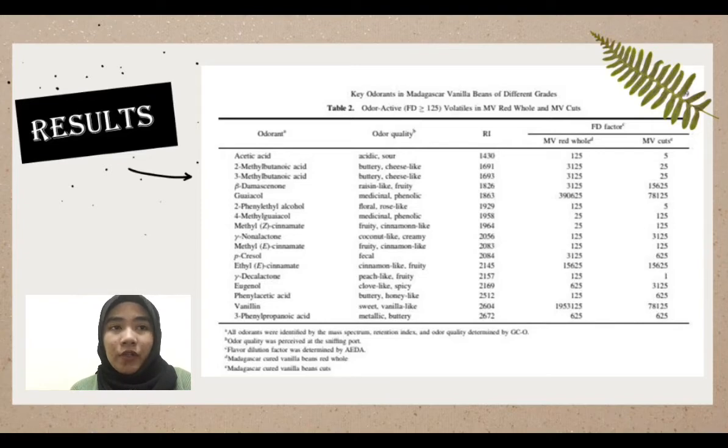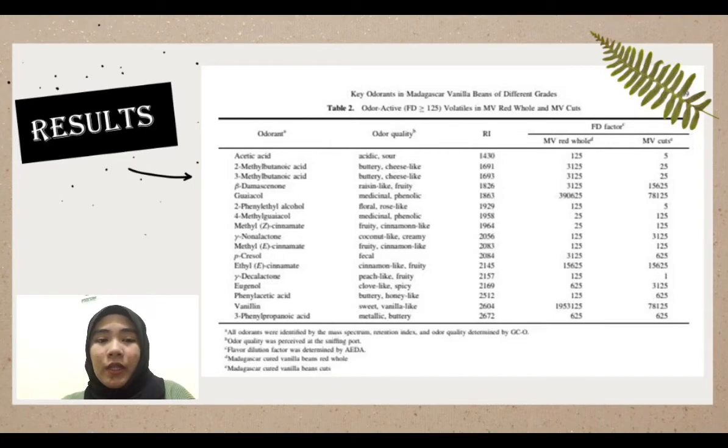The third last of the odorant is phenylacetic acid. Phenylacetic acid has 125 MV red hole and 625 MV cut. For the vanillin, MV red hole will gain 1,953,125, and it will gain 78,125 MV cut. And the last one, 3-phenyl propanoic acid, it will gain 625 MV red hole, and for the MV cut, it will gain 625.